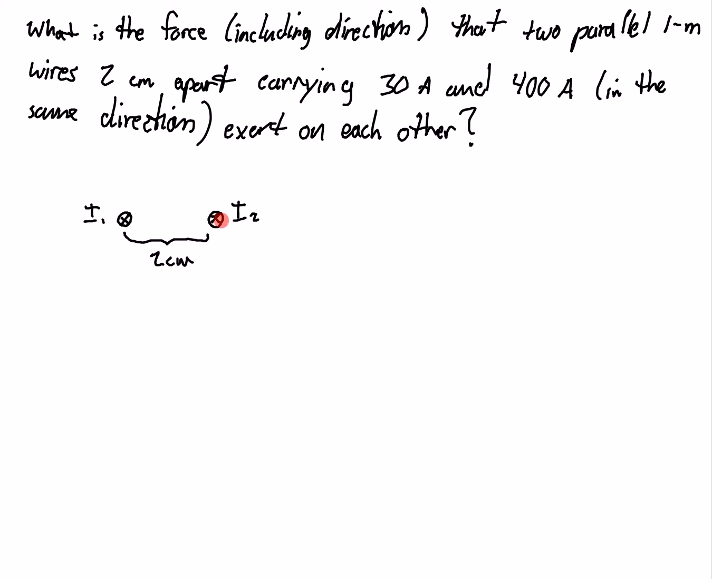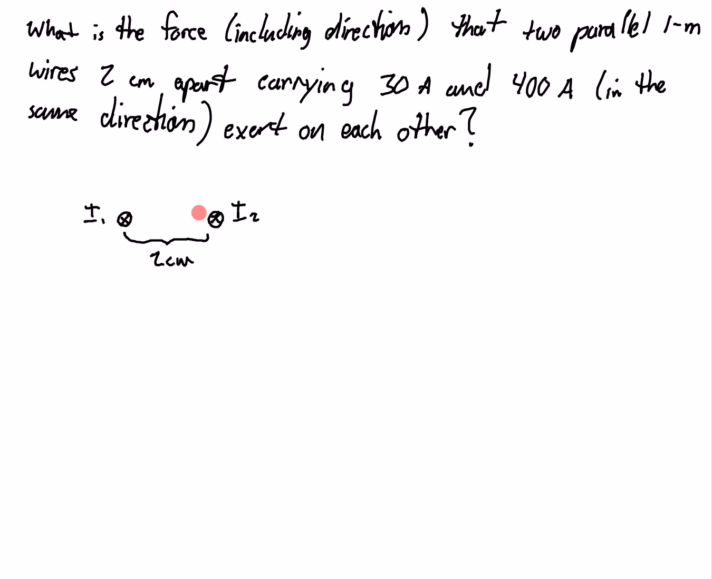What I'll do is I'll calculate the magnetic field generated by the wire on the right. I'll then use the Lorentz force to determine what the force is exerted on the wire on the left due to the magnetic field from the wire on the right. And that tells me what force the wire on the right exerts on the wire on the left. Because of Newton's third law, the force exerted on the wire on the right by the wire on the left has to be equal and opposite.